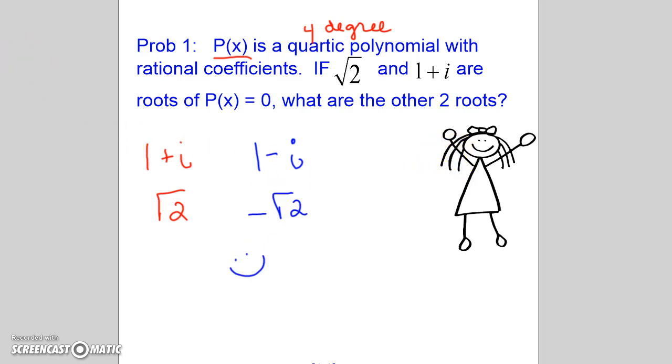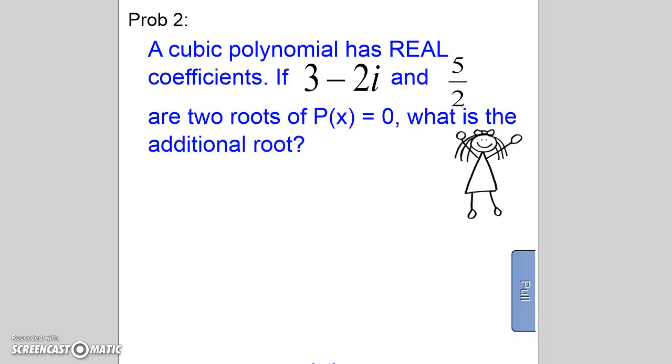Okay, next problem. We're given a cubic polynomial. This cubic polynomial has real coefficients, so there are real numbers in there. It says if 3 minus 2i and 5 halves are 2 roots, what's an additional root?